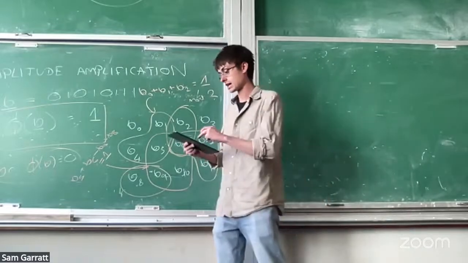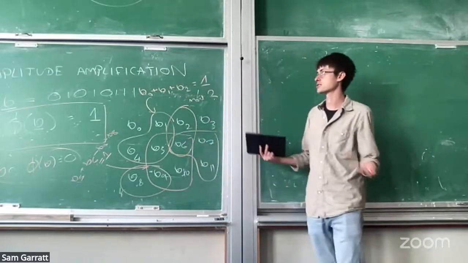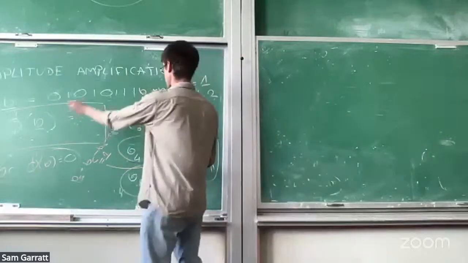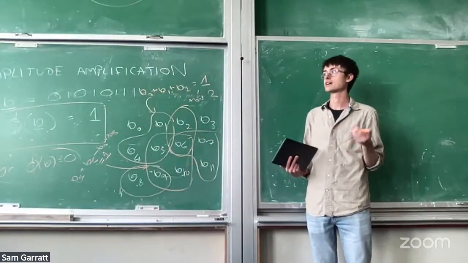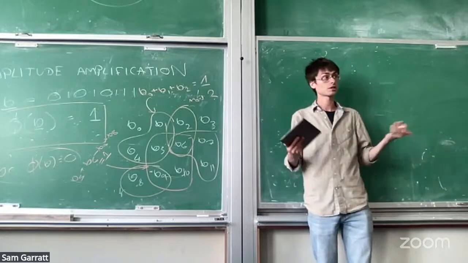Let's imagine first off that over all of my bit strings on n qubits, so this thing has length n, here n was 12, over all of my bit strings, let's say that there was only one solution. How long will it take me to find the solution?